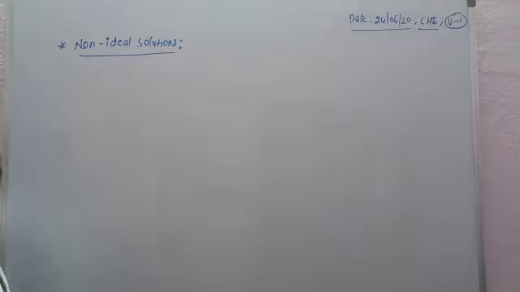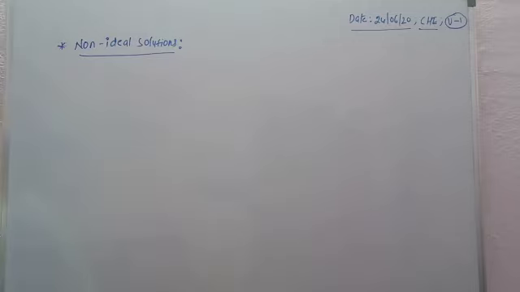So simply, what are ideal solutions? Generally, a solution which contains two or more components and obeys Raoult's law at all temperatures and concentrations is known as an ideal solution. Now the inverse of this phenomenon: a solution which contains two or more components and does not obey Raoult's law at all temperatures and concentrations is known as a non-ideal solution.